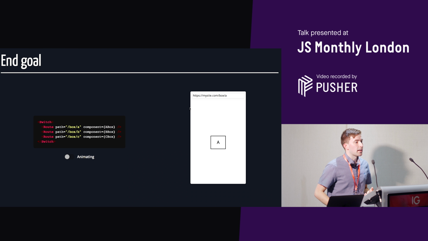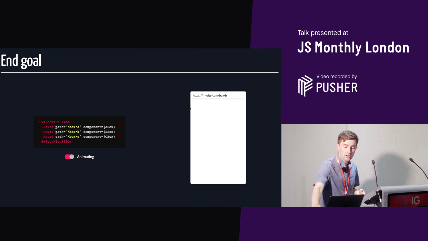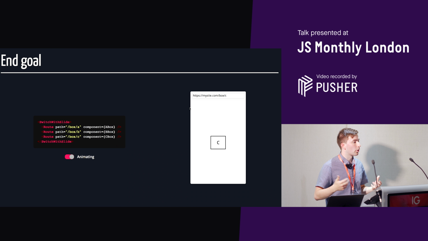So just to recap, our end goal was to be able to go from our normal React Router code, going A, B, C, to adding in just this switch with slide thing, which is what we created. That code we all saw was a switch with slide, and that got us going through A, B, C. There's one little bit I missed off, which is the backwards animation. I didn't tell you guys how to do backwards animation.